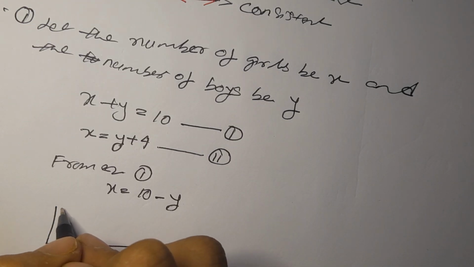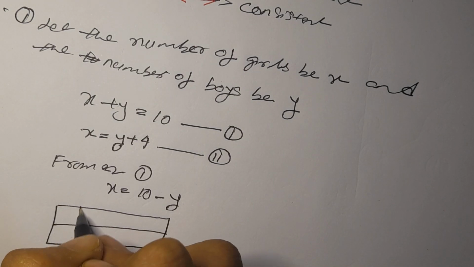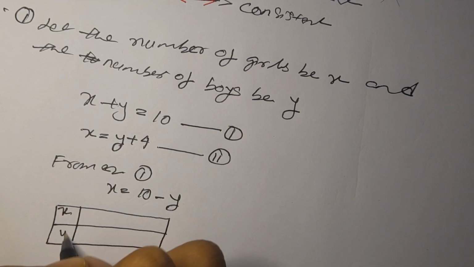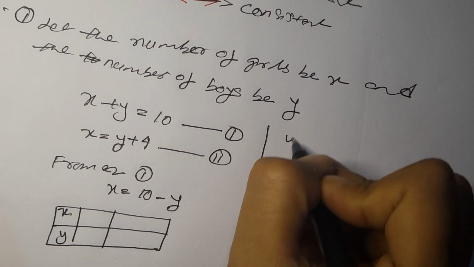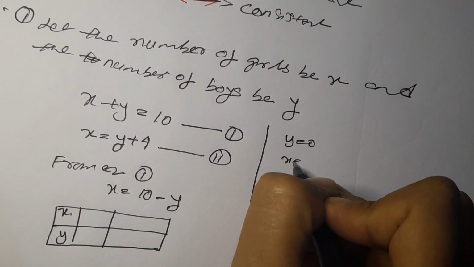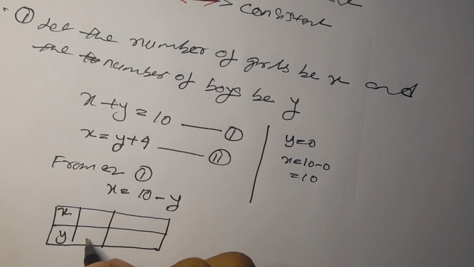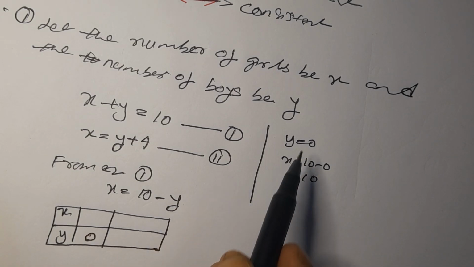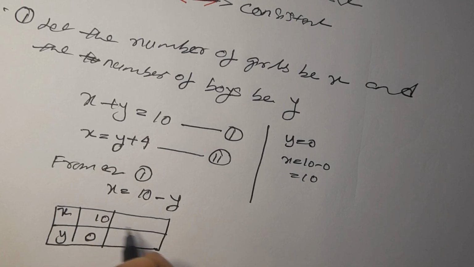Find only 3 values. 3 or 2 values will be enough. So it will be x and y. First, here put the value. Always start with 0. So y equal to 0. If you give y equal to 0, what will be the value of x? x equal to 10 minus 0, so it will be 10. So if you put the value of y as 0, x you got 10.